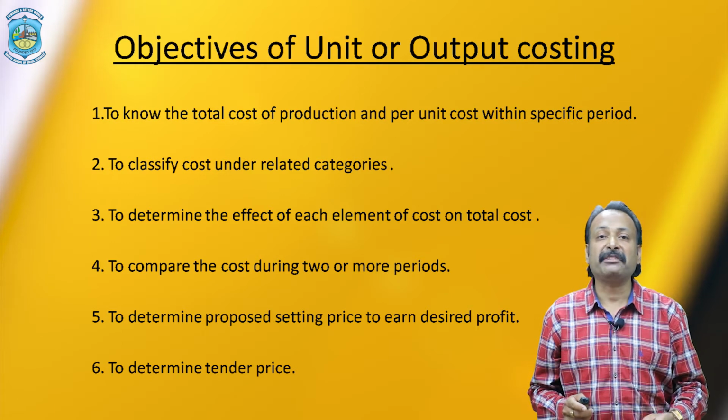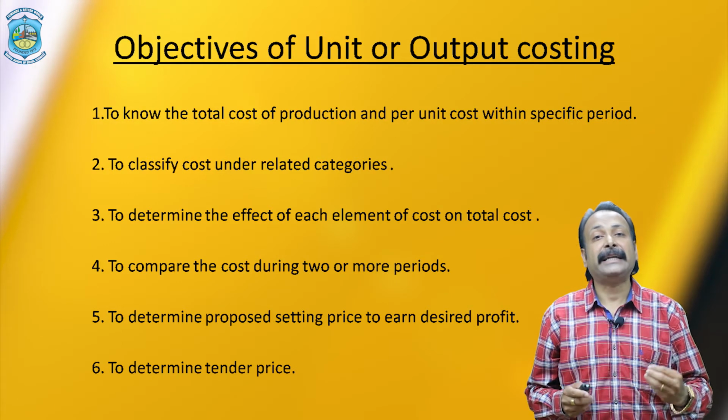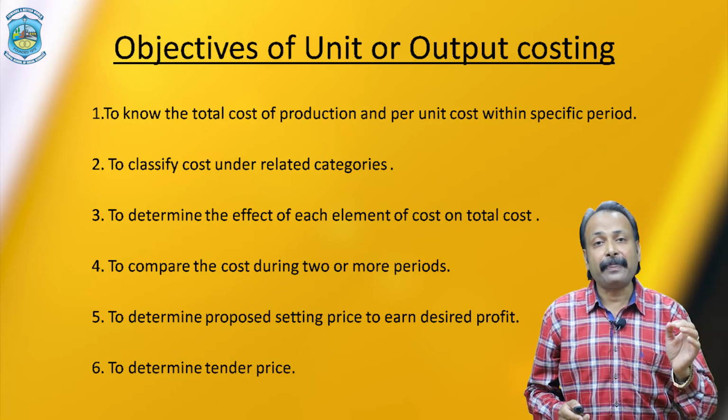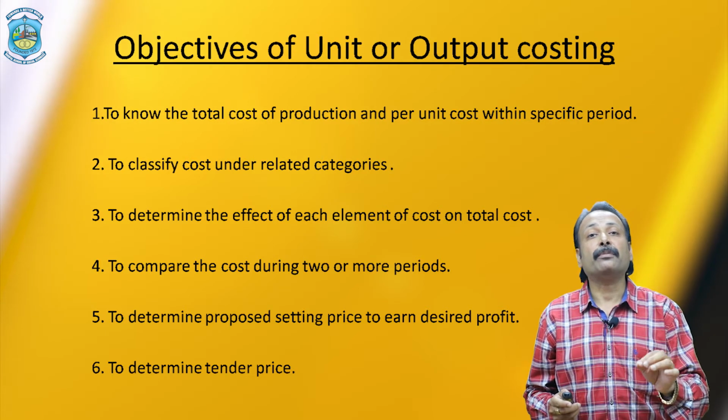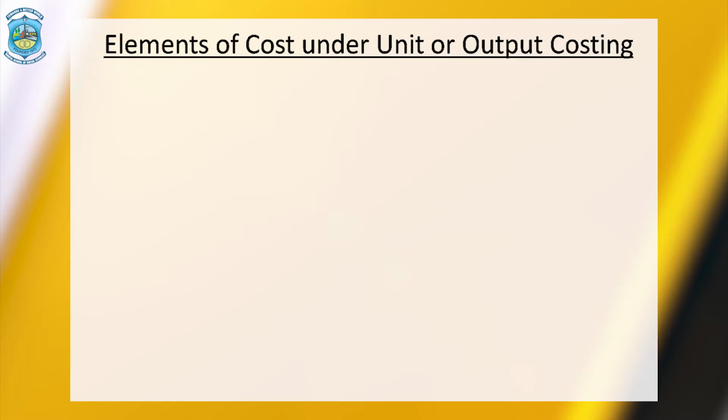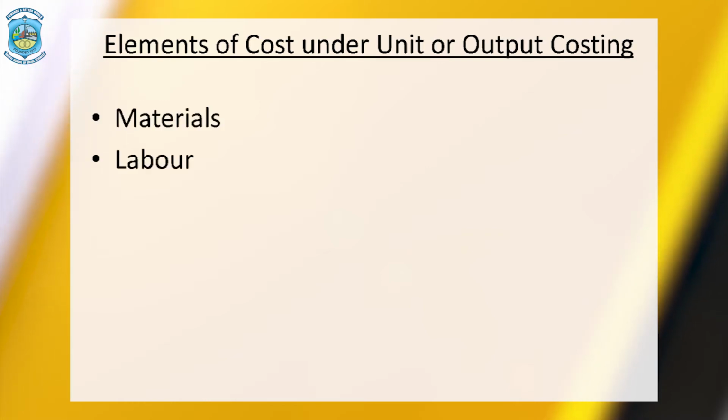So, when we are going to fill any quotation or tender price, first of all we have to calculate the total cost of the product and then we add the percentage of profit to it to know the tender price or quotation price. Next is elements of cost under unit or output costing. We have 4 elements of cost under unit, single or output costing. Number 1 is material, number 2 is labor, number 3 is expenses and number 4 is overheads.